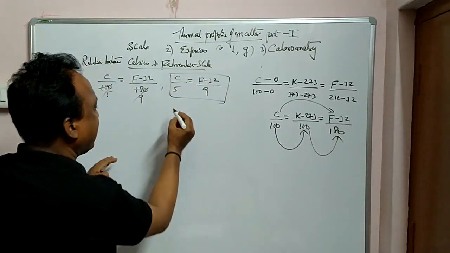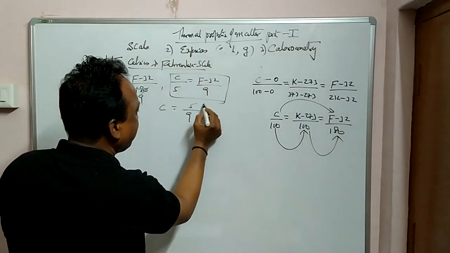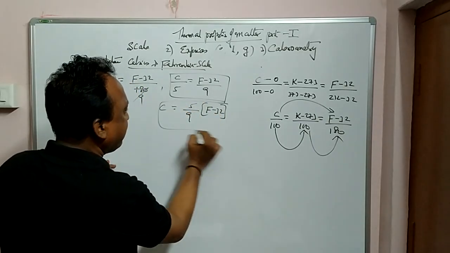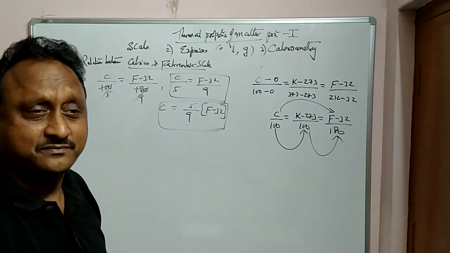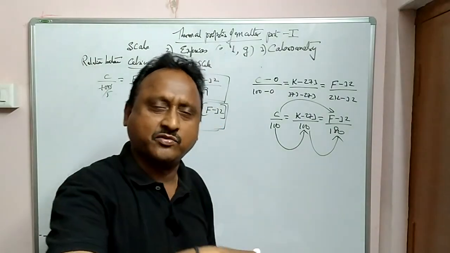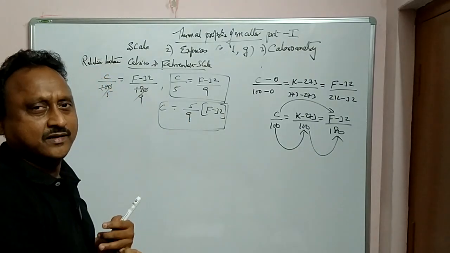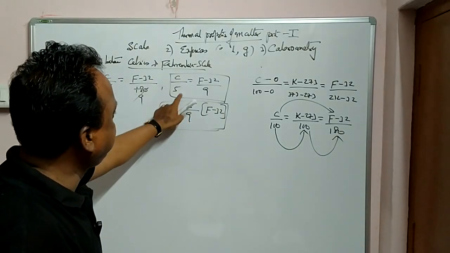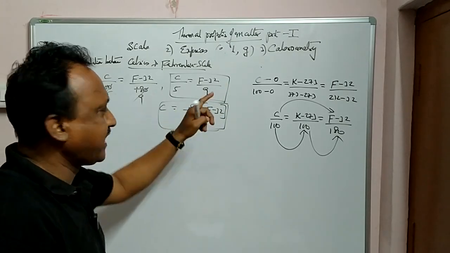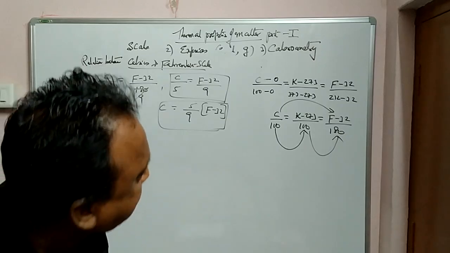Or you can also write like this. C is equal to, take 5 here, 5 by 9 bracket lo F minus 32. You can even write in this fashion. This formula is useful when you are given with centigrade scale to convert into Fahrenheit or Fahrenheit into centigrade. Please note down, very important. Either you can write C by 5 is equal to F minus 32 by 9, లేదా C is equal to 5 by 9 into F minus 32. Clear? Right. Now let us go to the next relation.